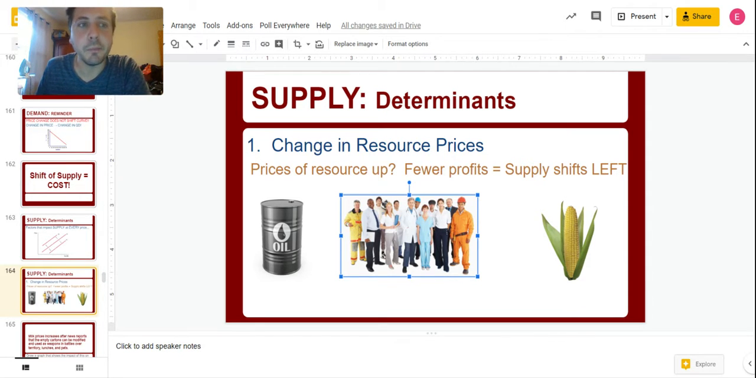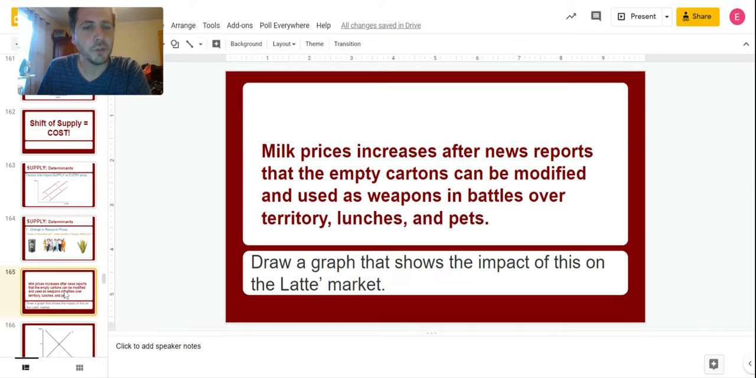This is also any input. Like if I'm making pepperoni pizza and the price of pepperonis rises, then the cost has gone up to make a pepperoni pizza. So I supply less. Or if I'm making cheeseburgers and the price of cheese fell dramatically, well, now the cost of making cheeseburgers has gone down, so I'm going to supply more. Inverse relationship between costs and supply. Make sense? Hopefully. All right, let's try one out.